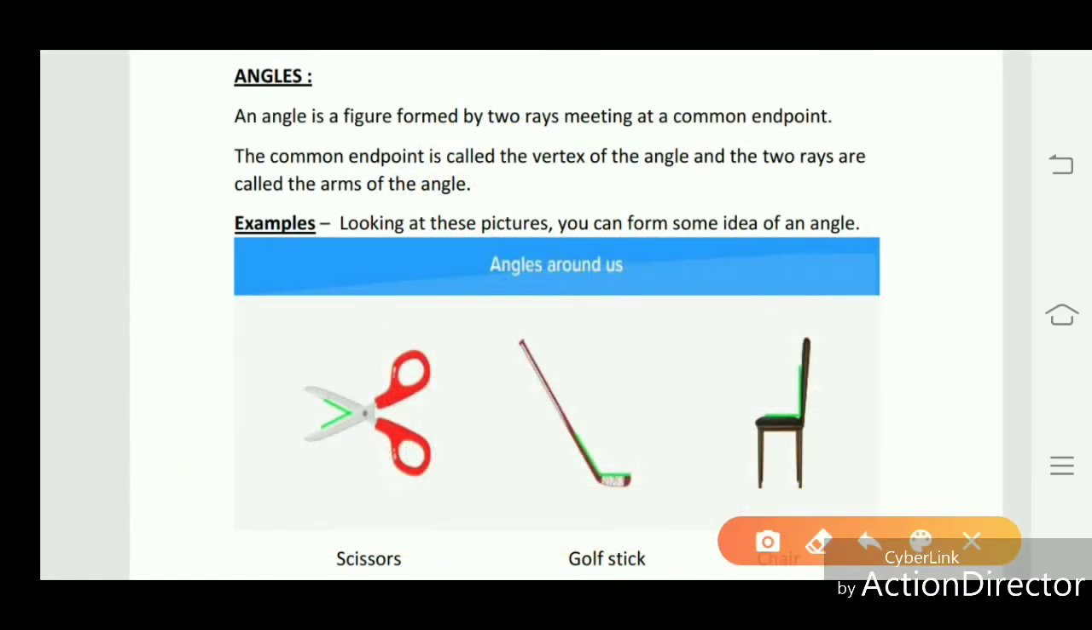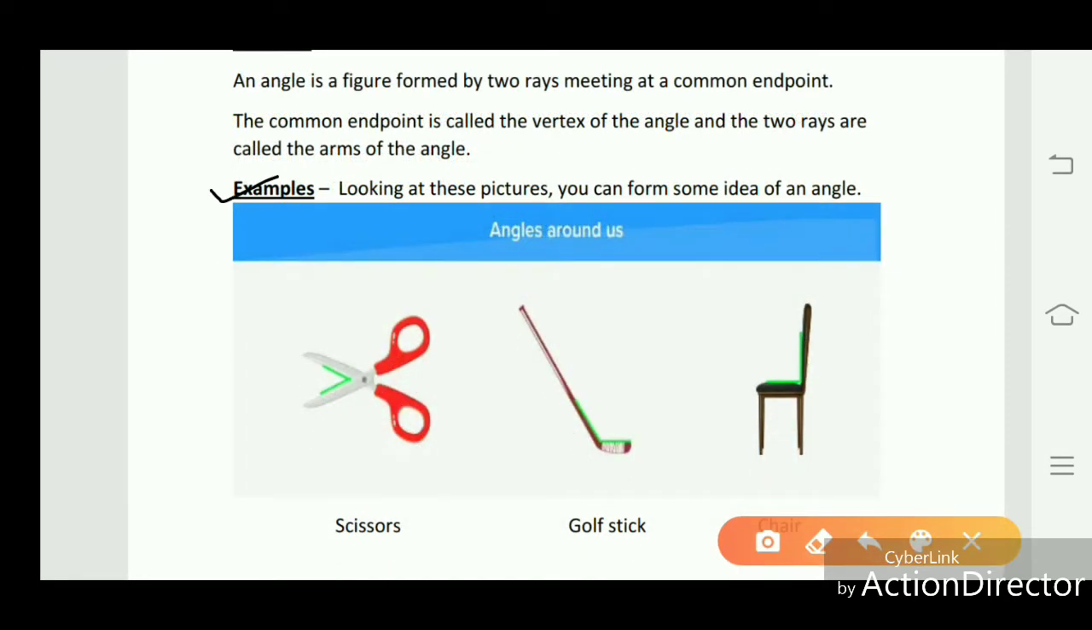Now, here we will discuss angles. An angle is a figure formed by two rays meeting at a common endpoint. The common endpoint is called the vertex of the angle, and the two rays are called the arms of the angle. Examples: looking at these pictures, you can form some idea of an angle. Angles around us, like scissors make some angle here. A goldfish stick also makes an angle here. And a chair making some angle here.